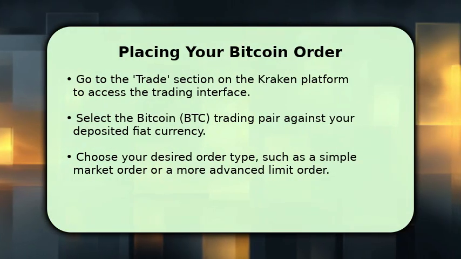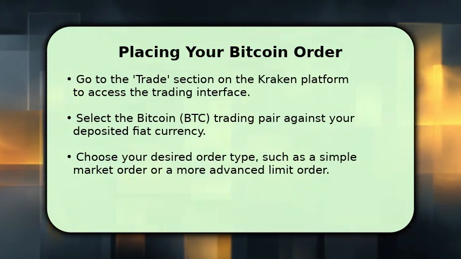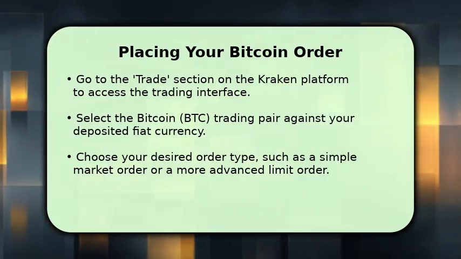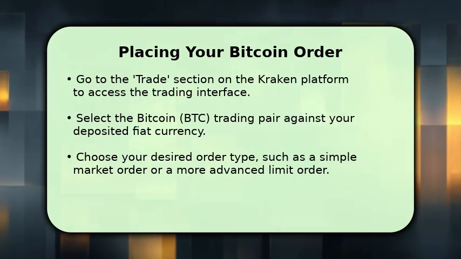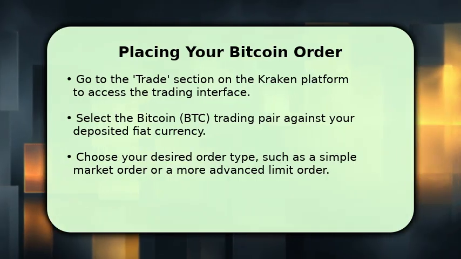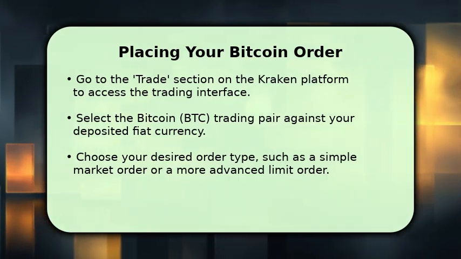With funds in your account, you are ready to buy Bitcoin. Navigate to the trade section on Kraken to access the trading interface. Here, you will select the Bitcoin trading pair that matches your deposited fiat currency, for example, BTC versus USD.